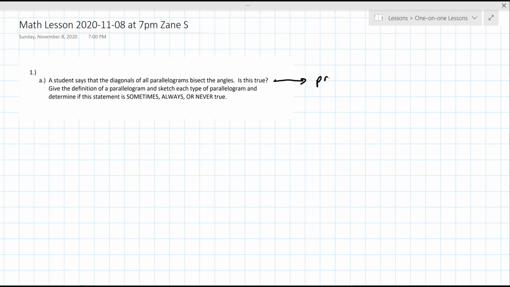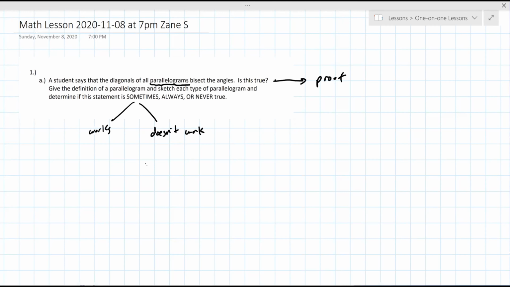It's usually hard. Or if it's sometimes true, that's fine. That's easier than a proof, but sometimes means that you have to find a case that works and then one that doesn't work. Okay. Now the key here is that you're looking at parallelograms. There's three types. There's a, I'm sorry.